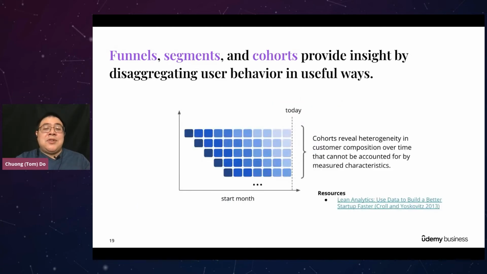There's also the notion of cohorts. Cohorts reveal heterogeneity in customer composition over time that can't be accounted for by measured characteristics. And so what this means is if you are looking at users who join at different periods in time, generally you would expect that maybe they ought to have very similar behavior. But if you see fluctuations, that can give you a sense that perhaps the behavior that you're looking at is very time specific in some way.